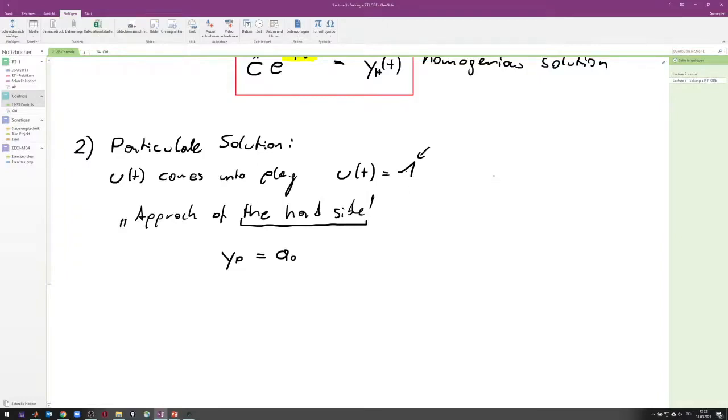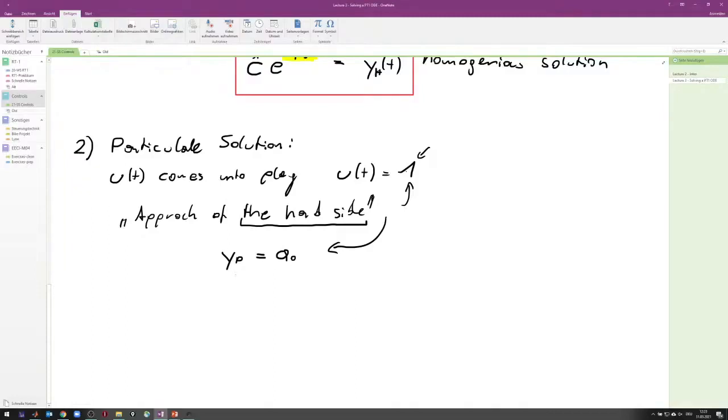If you would, for example, have something like u of t being 1 plus, let's say, t squared, then it's going to be y_p is a0 plus a1 times t squared, something like that. But in controls, we actually have pretty simple inputs. That's what we discussed today. So it's actually always kind of like this, right? If you have a sine wave, you know your output also needs to look like a sine wave. For us, it means the approach of the right-hand side. This guy here is constant. That means our particular solution needs to be constant.